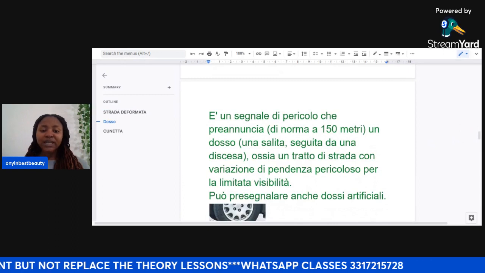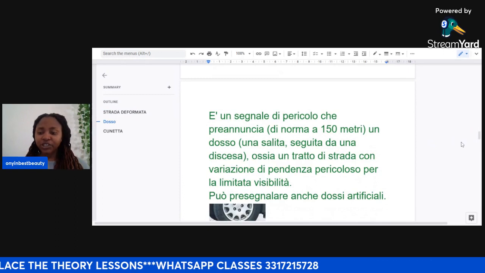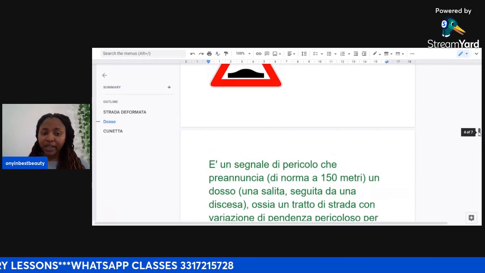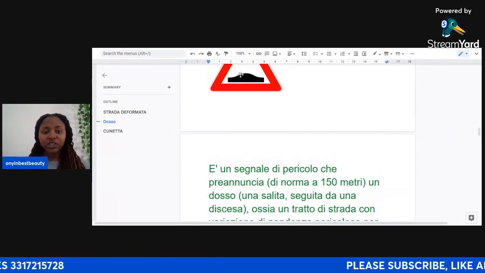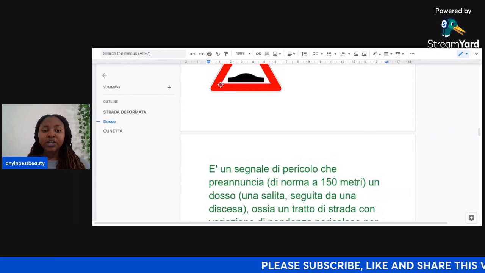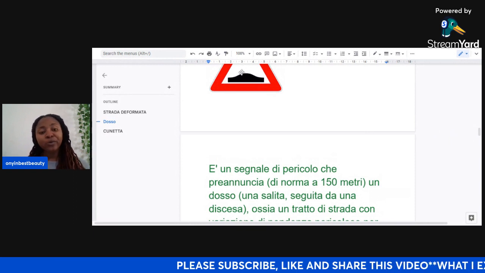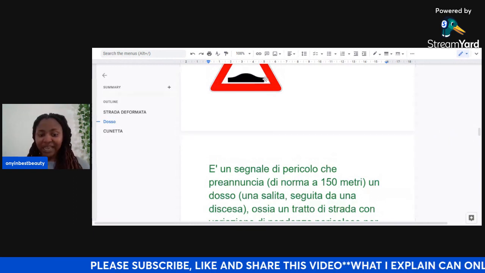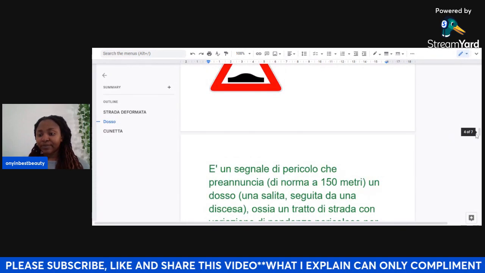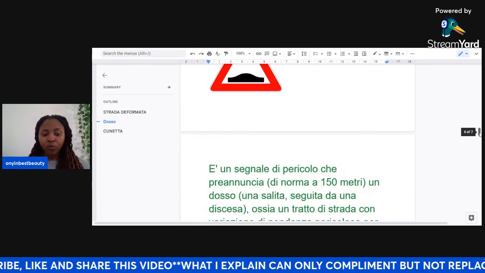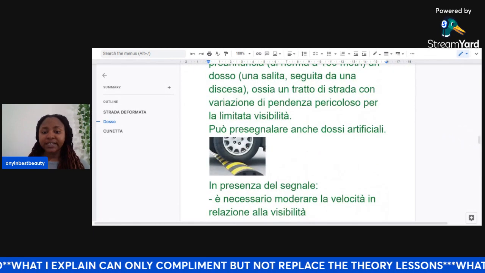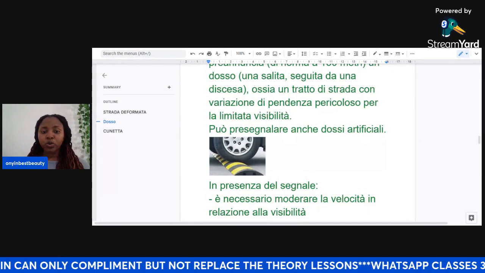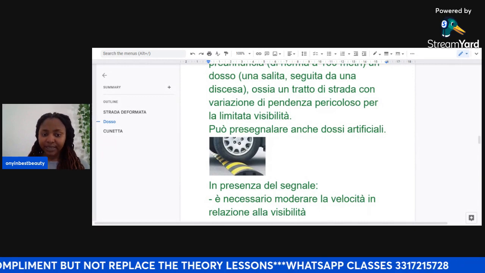Un dosso, una salita seguita da una discesa. Now it's telling you of a dosso ahead of you. What? Una salita going up and una discesa coming down. That means initially it went up and was followed by what? A discesa, a coming down. Ossia un tratto di strada con variazioni di pendenza, pericoloso da limitata visibilità.